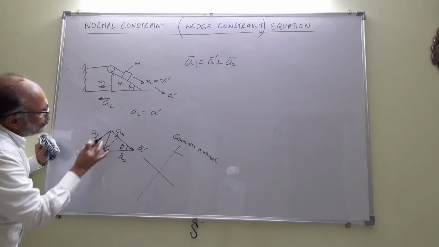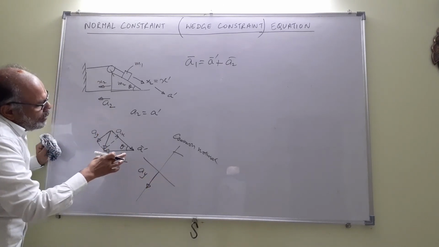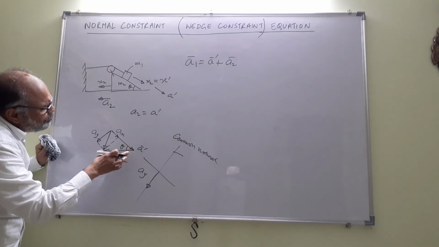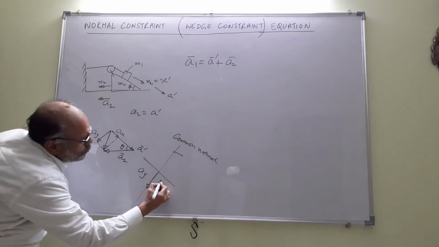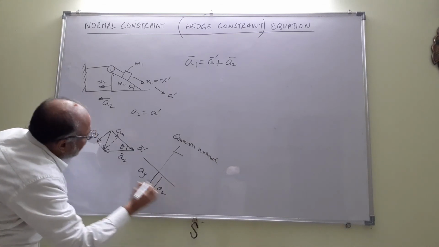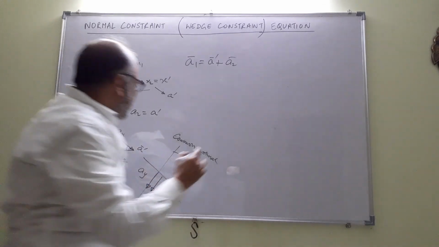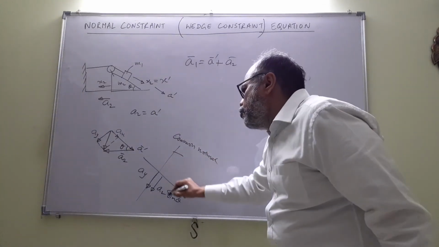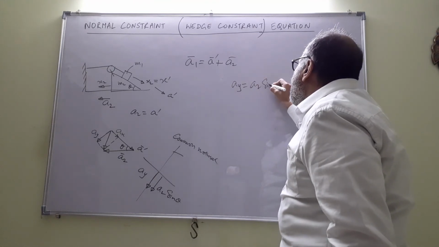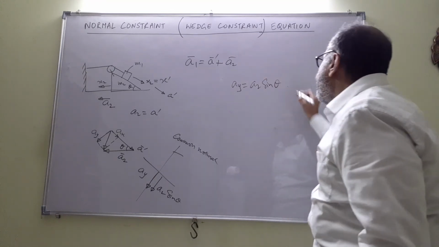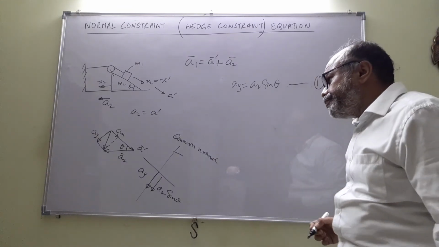So along the common normal we will have ay for the first body and for the second body you will have a2 sine theta. So basically these two would be equal. So you have ay is equal to a2 sine theta. That is the normal constraint equation.